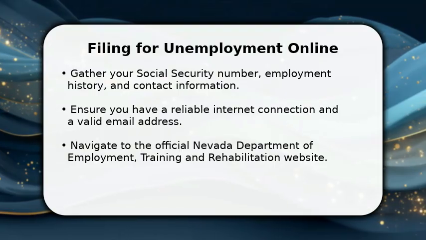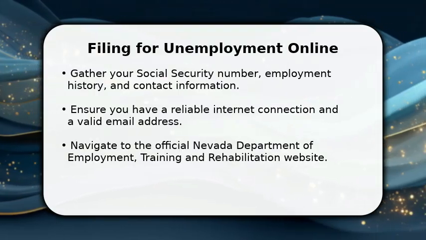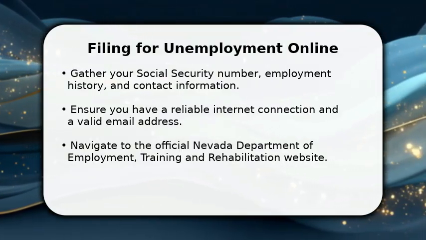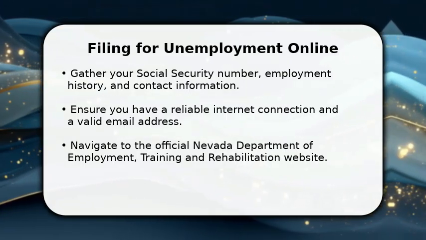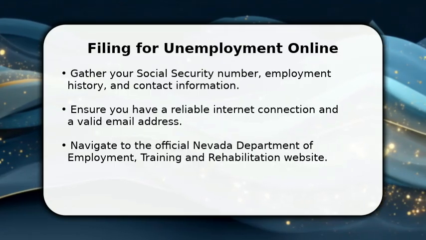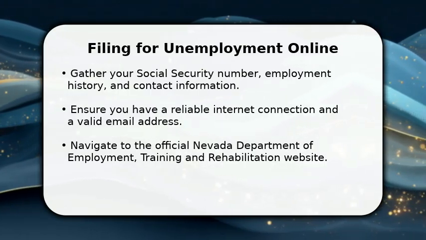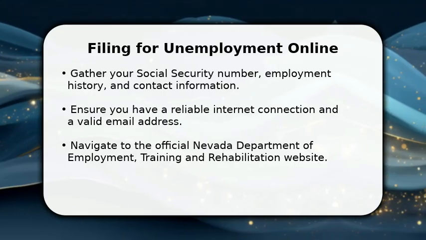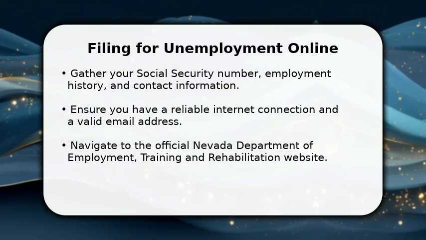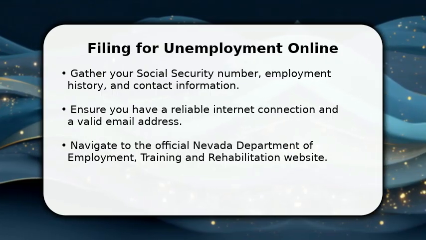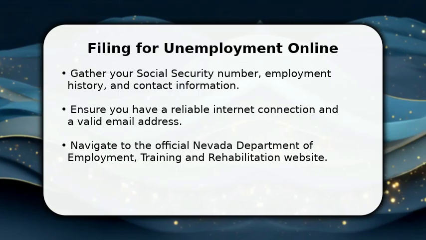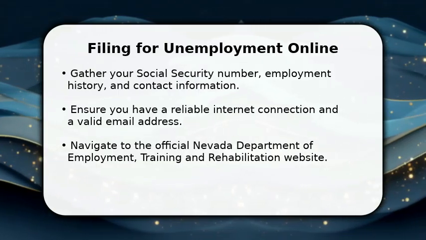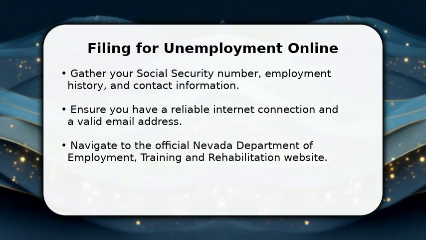In this video, I will explain how to file for unemployment online in Nevada. First, gather essential documents like your social security number and detailed employment history. Make sure you have a stable internet connection and a valid email address ready. Then, visit the official Nevada Department of Employment, Training, and Rehabilitation website to begin the process. This initial preparation will make your application much smoother and help you proceed efficiently.